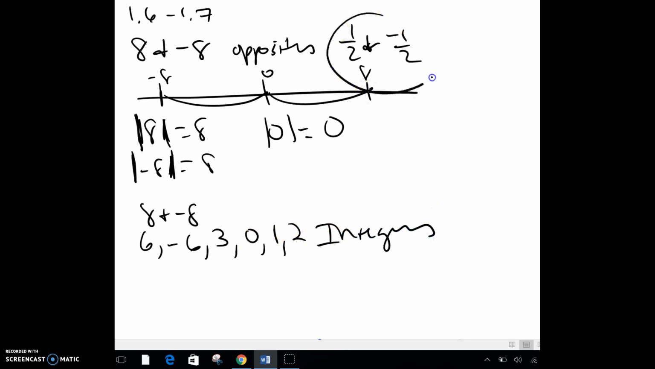When you get into fractions, then we're talking about rational numbers, ratios, because they're fractions, so rational numbers. So integers are nice positive negative numbers. So I think that's about it in this section.